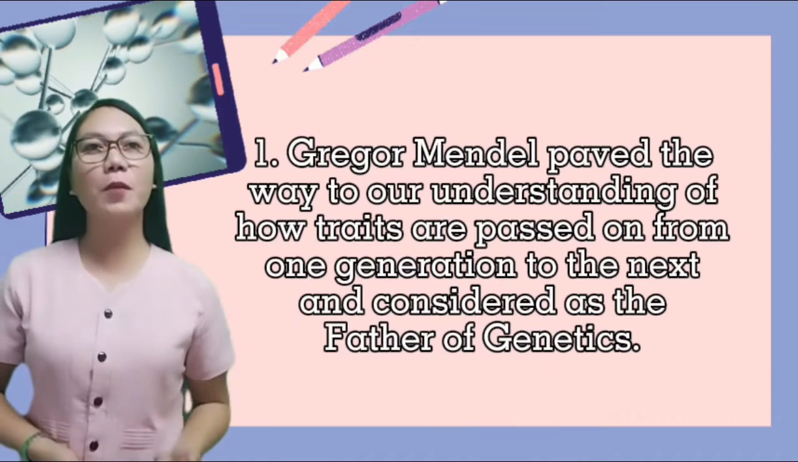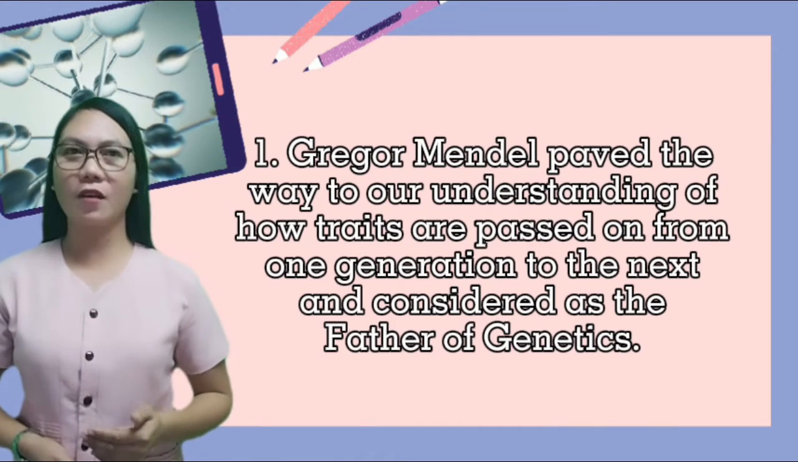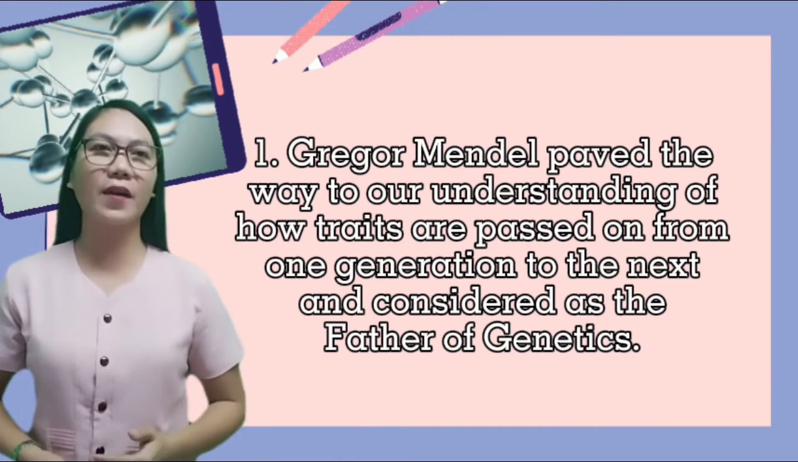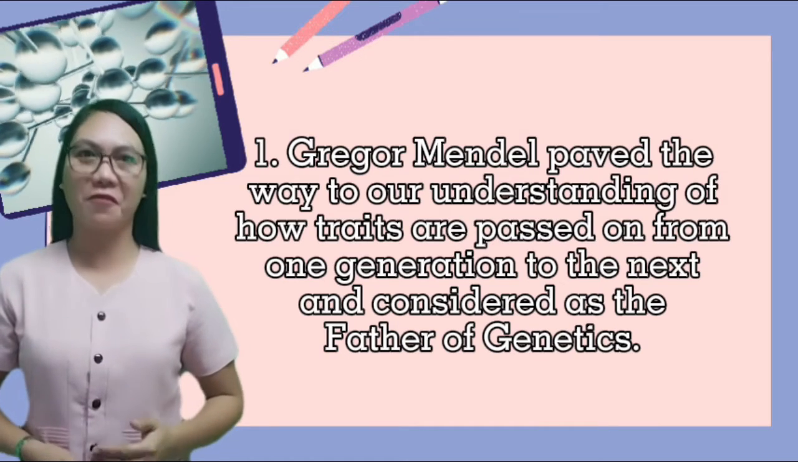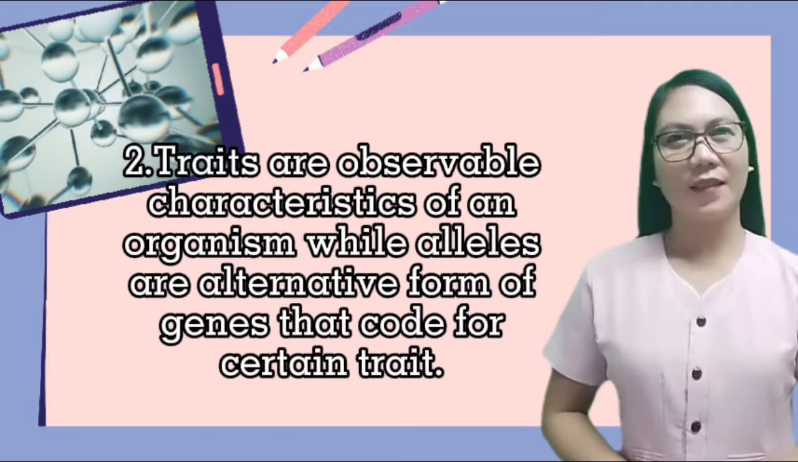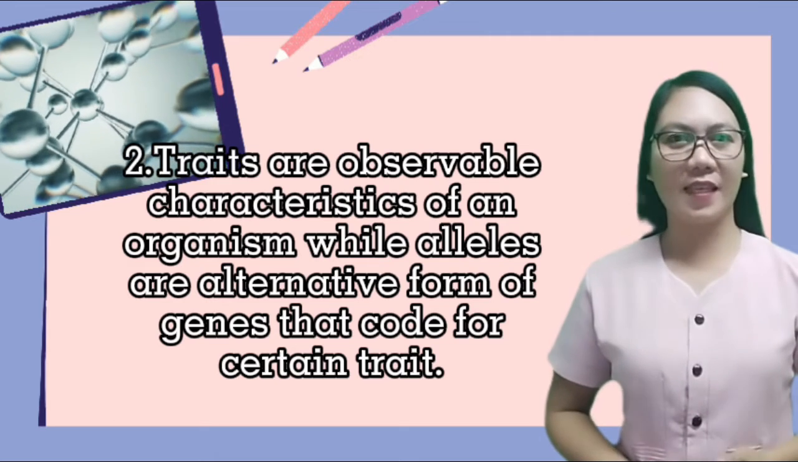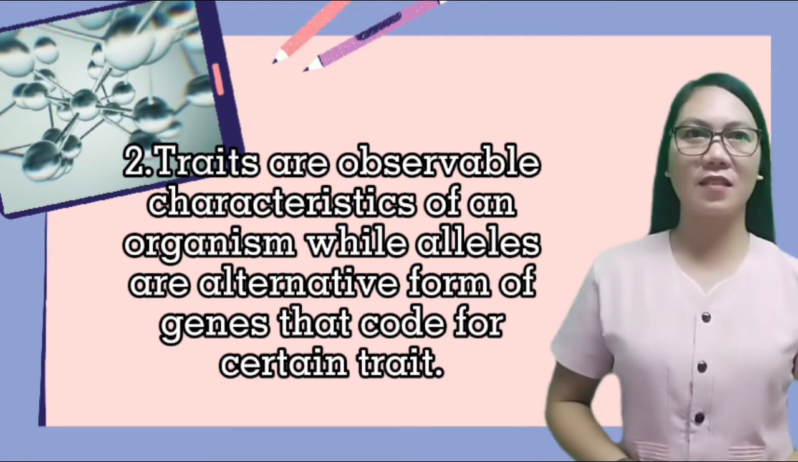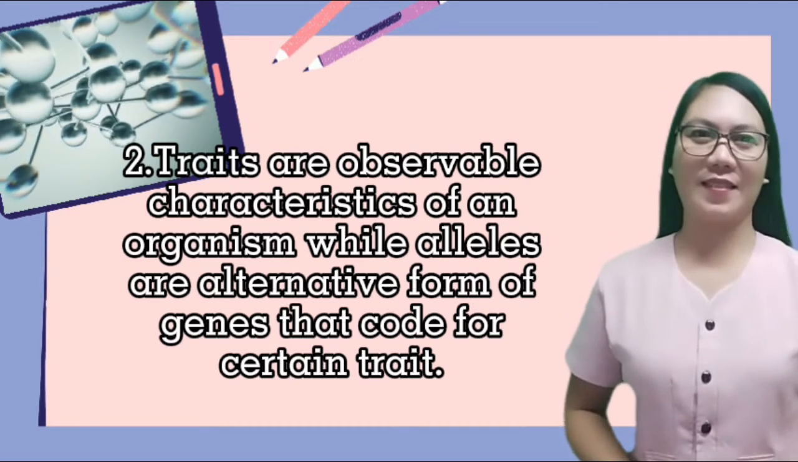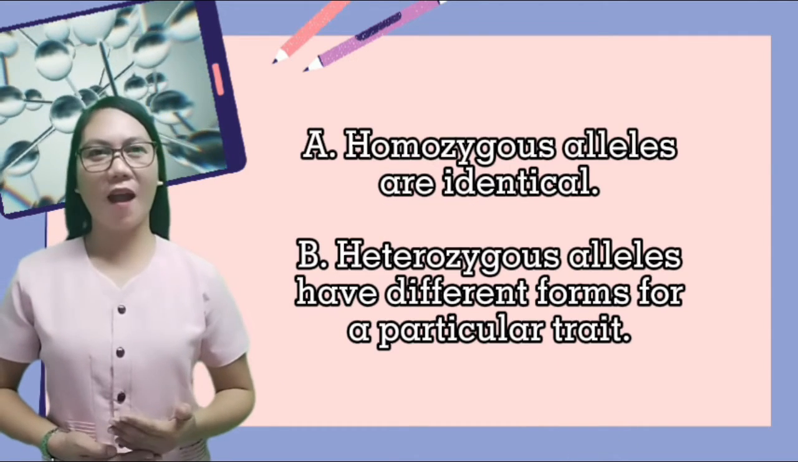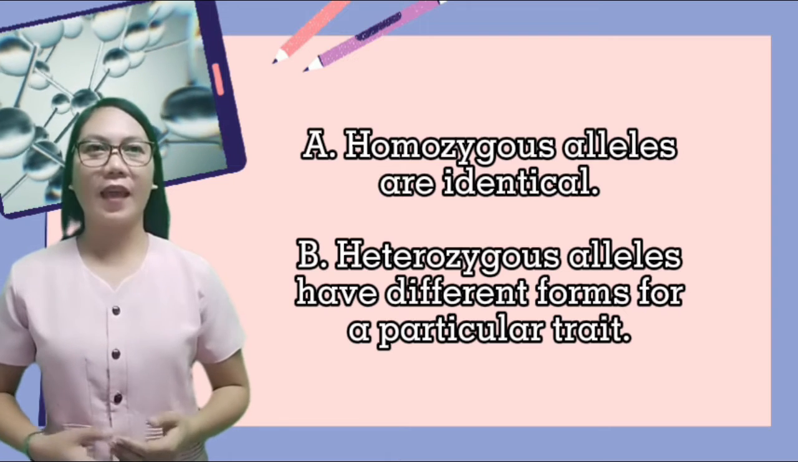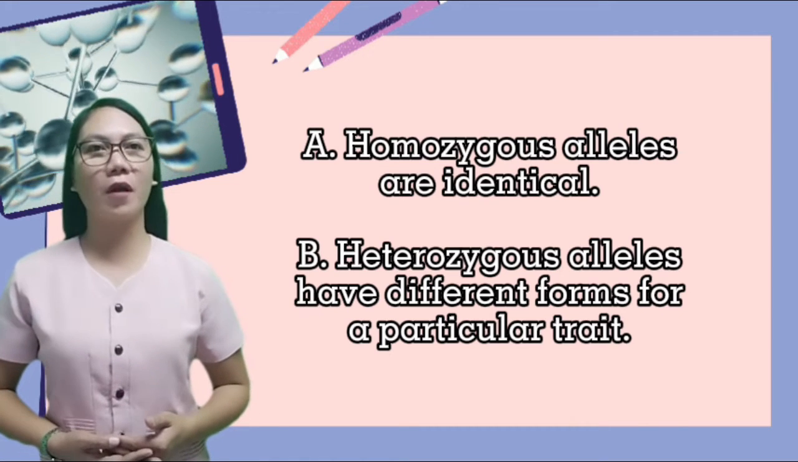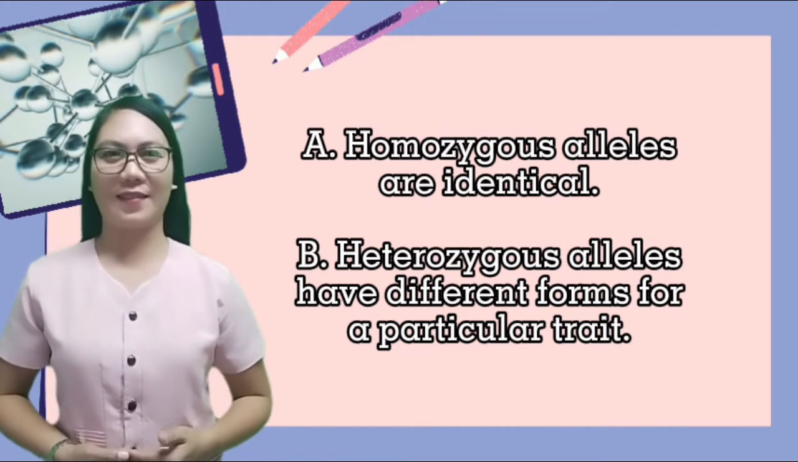Let us now summarize all the concepts that we have learned in our discussion for today. Gregor Mendel paved the way to our understanding of how traits are passed on from one generation to the next and is considered the father of genetics. Traits are observable characteristics of an organism, while alleles are alternative forms of genes that code for certain traits. Homozygous alleles are identical. Heterozygous alleles have different forms for a particular trait.